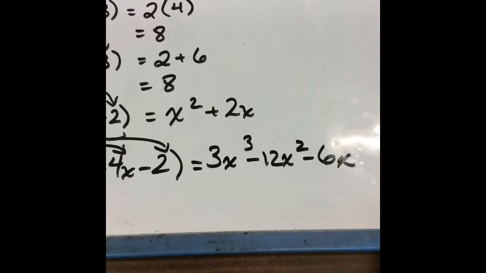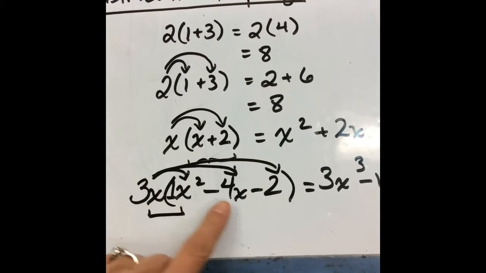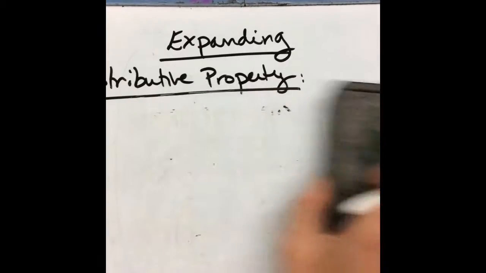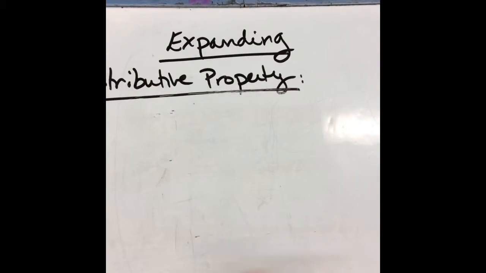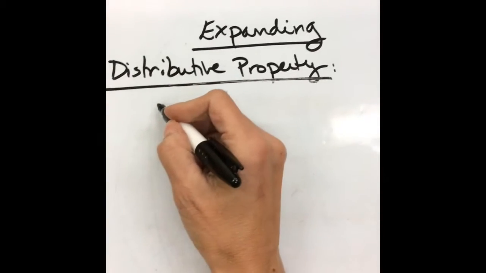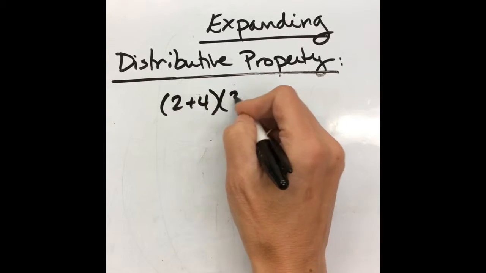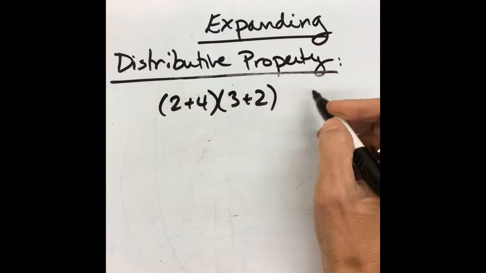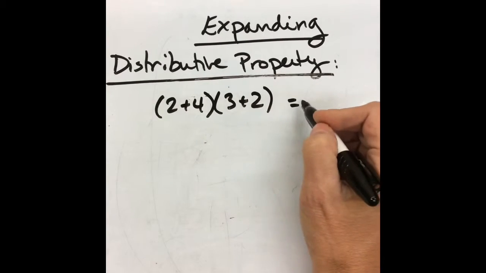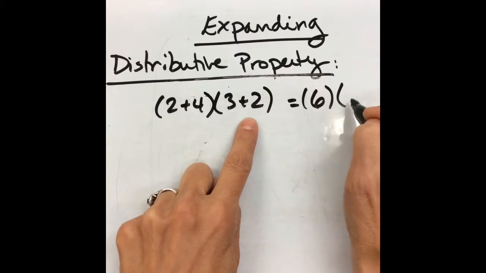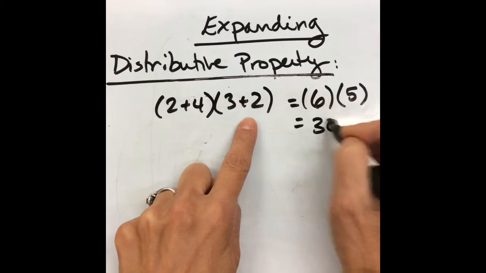Now, once you've learned how to do monomial times any polynomial, the next step is to do 2 binomials. When we do 2 binomials, it's a bit different, so let me just show you again how it would work. If I had (2 plus 4) times (3 plus 2), you would say we need to do the brackets first, and we would have 2 plus 4 is 6 times 3 plus 2 is 5, and the answer is 30.